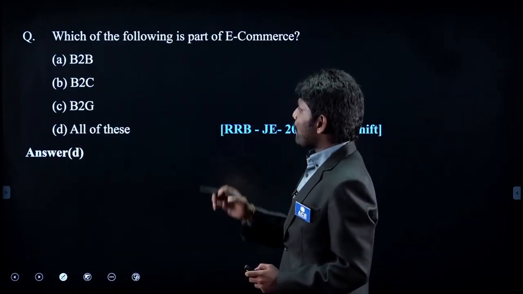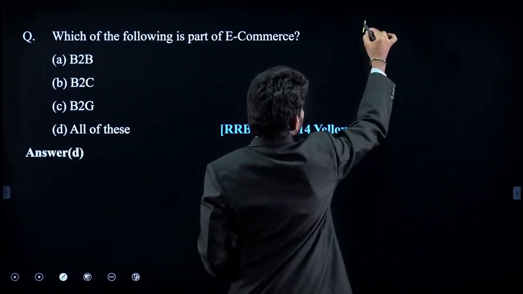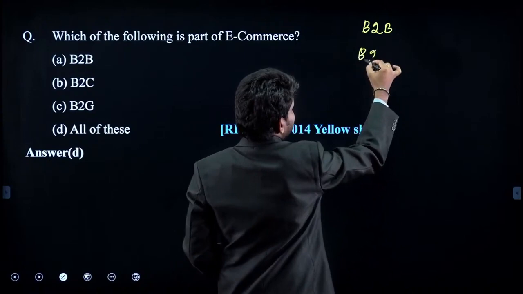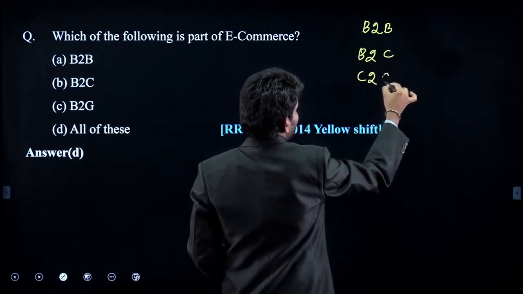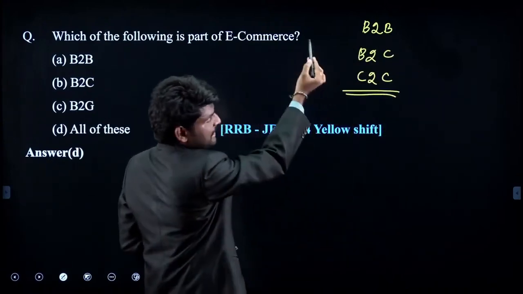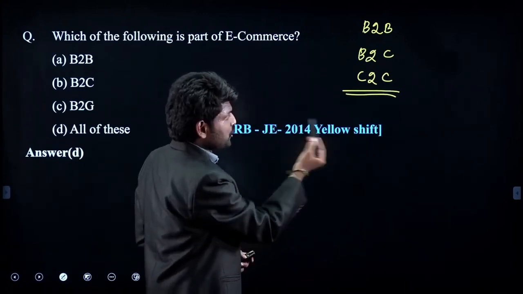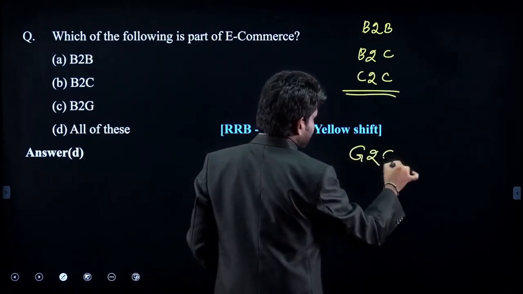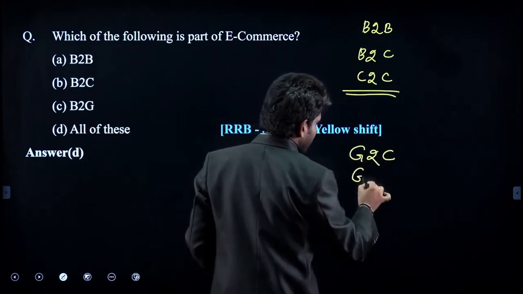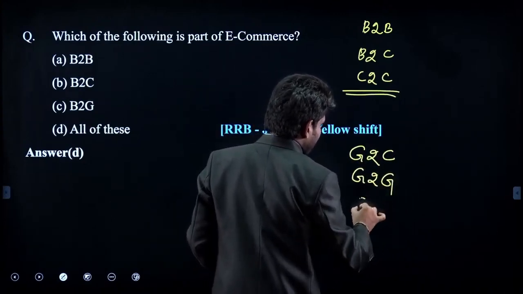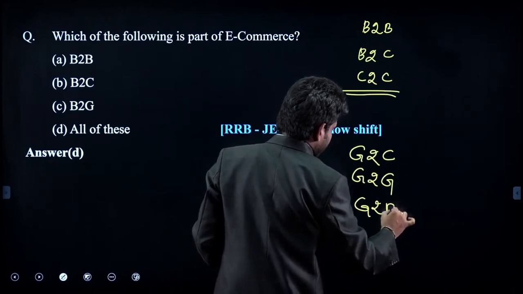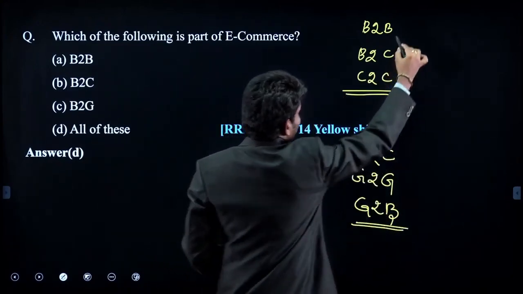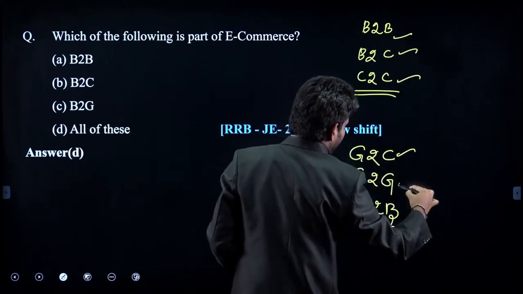In the previous slide, I have already shown you B2B is one category, B2C is another category, C2C is one category. So what are those? Business to business, business to consumer, consumer to consumer. When you involve government in the picture, then government to consumer, government to government, and government to business. These will also come into the category. So these are all the things that are part of e-commerce.